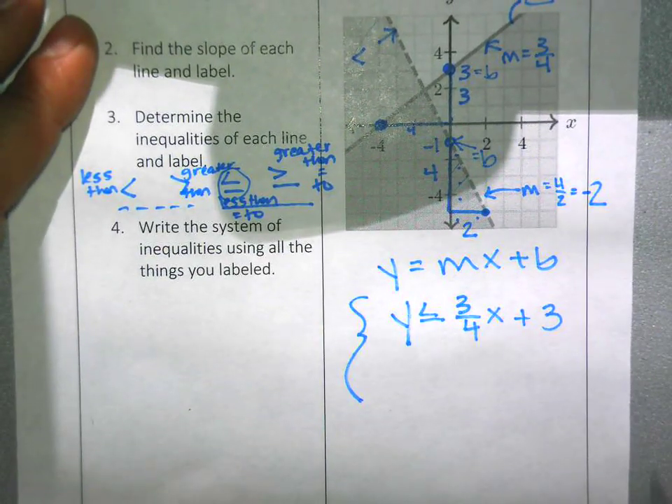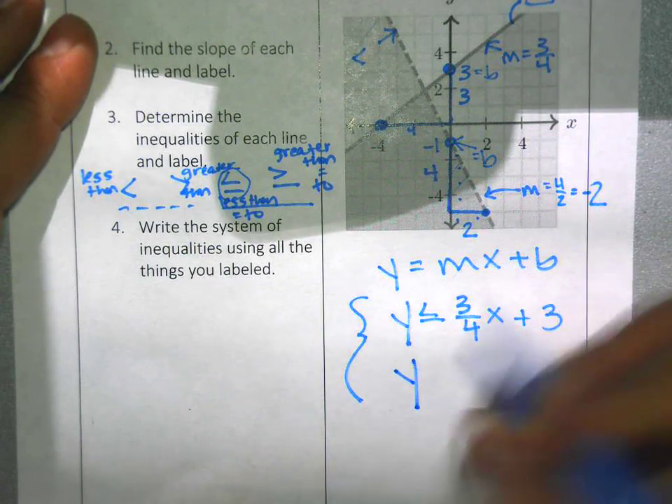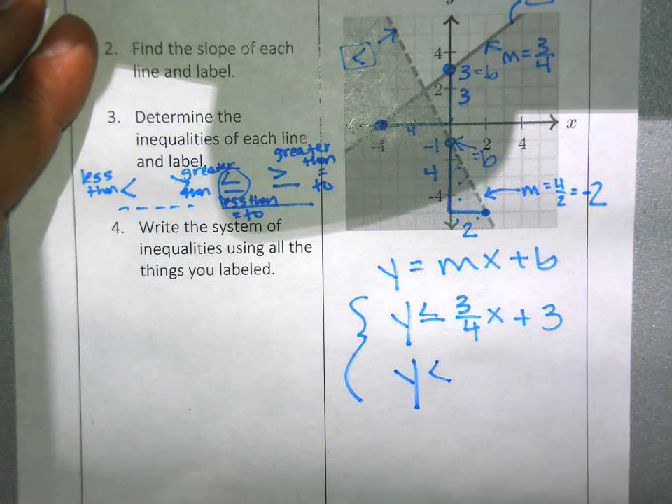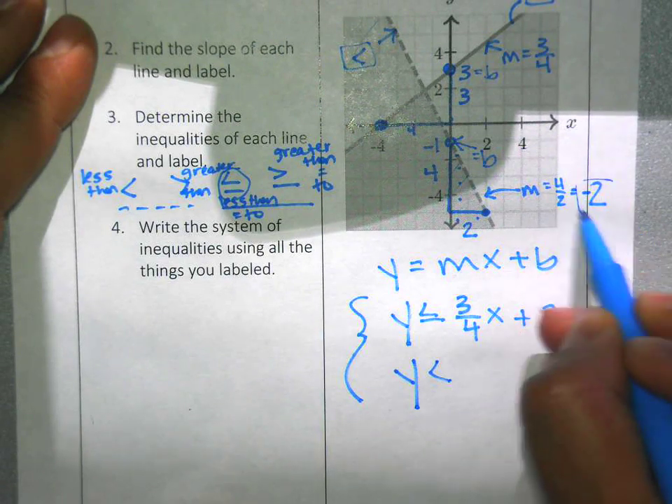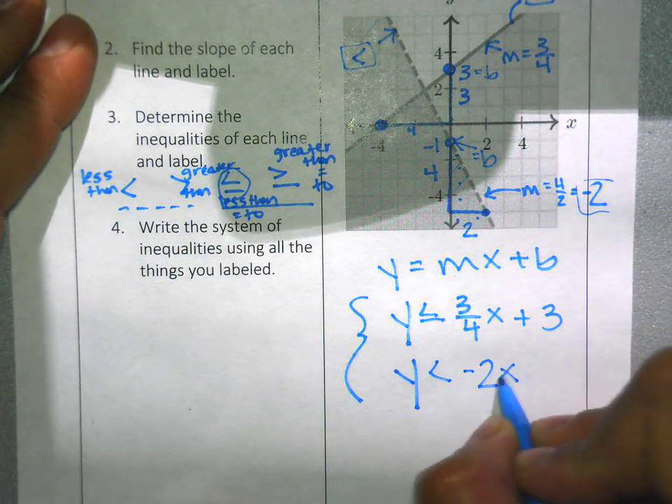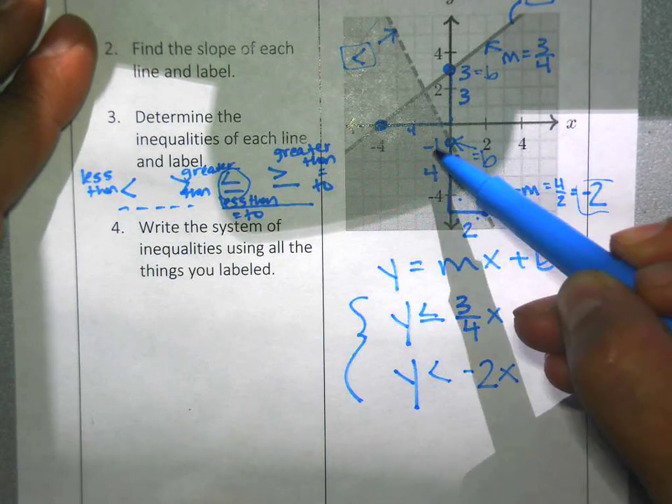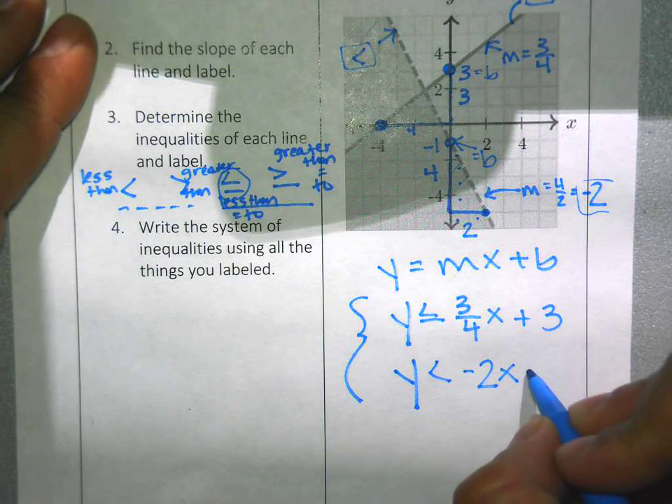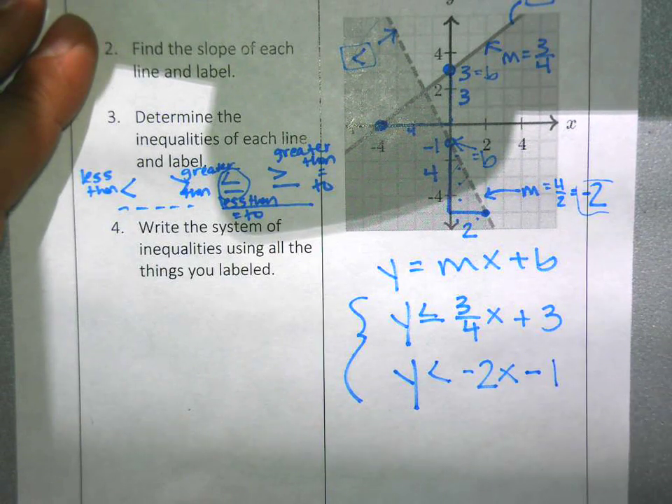The next line is the dotted line, so it's again y is, and we determined that had a less than. The slope of this line was -2x, and the y-intercept was -1, so instead of putting +1, I'm going to put -1 because it crosses at -1.